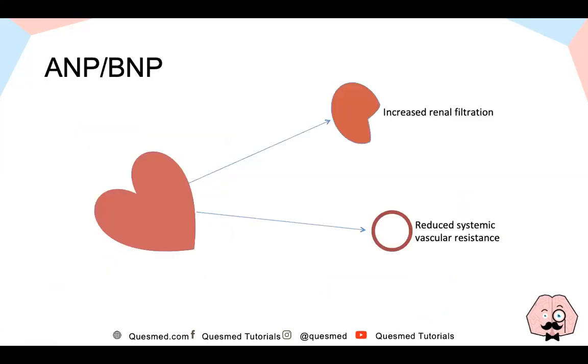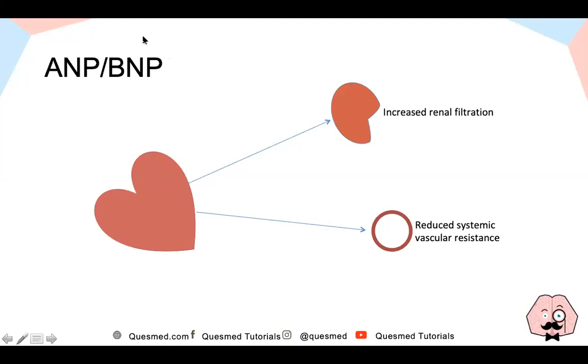ANP and BNP are released in response to stretch. So when the heart is overstretched because it's too full, ANP and BNP are released. They work in two ways. They can increase renal filtration, by increasing the blood flow to the glomerulus and allowing more solute to be filtered, and therefore more water is excreted by the kidneys. We also get a reduction in systemic vascular resistance, so the heart has less to pump against, and therefore it can empty itself better.